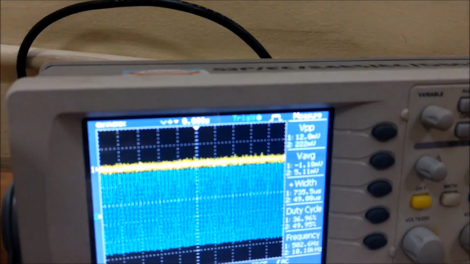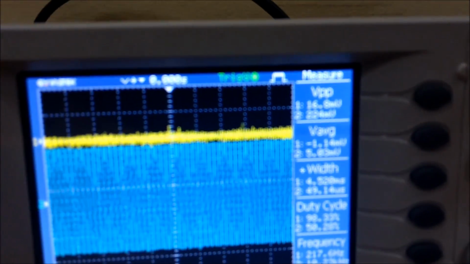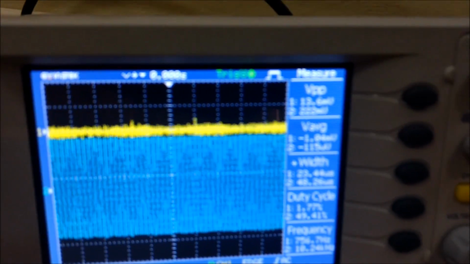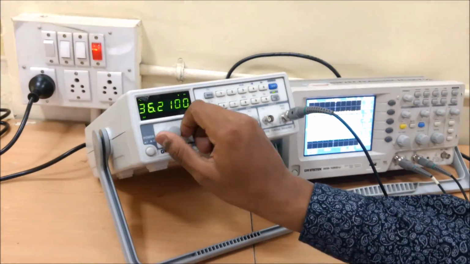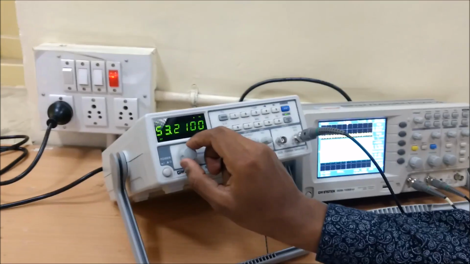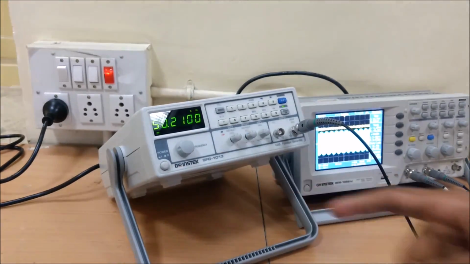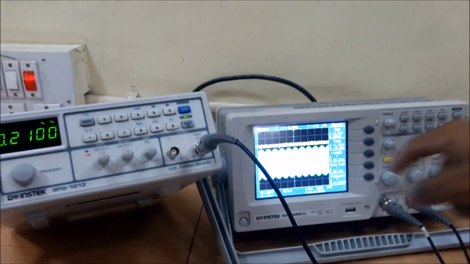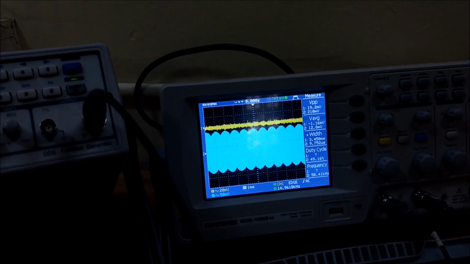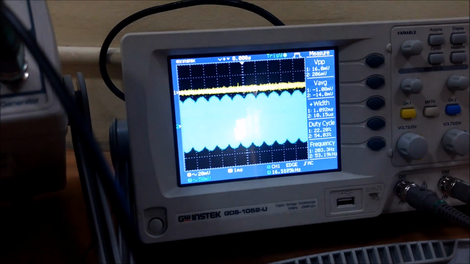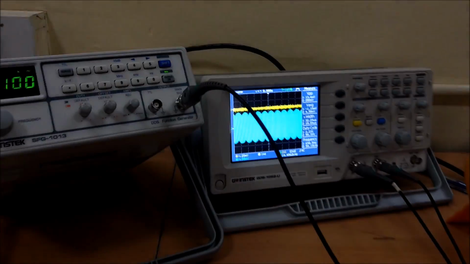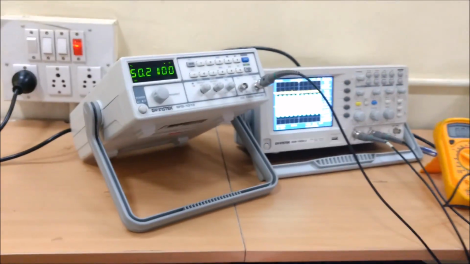Okay, let's increase it up to 50 kilohertz. We can see that it's 208 millivolts itself. Okay, great. 208 millivolts at 50 kilohertz, 50 millivolts per division. Okay, let's increase it to 100 kilohertz. We will see what happens.